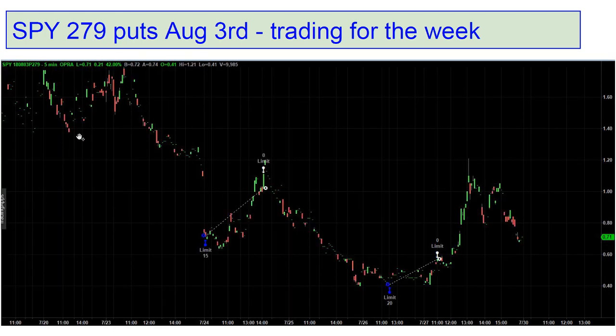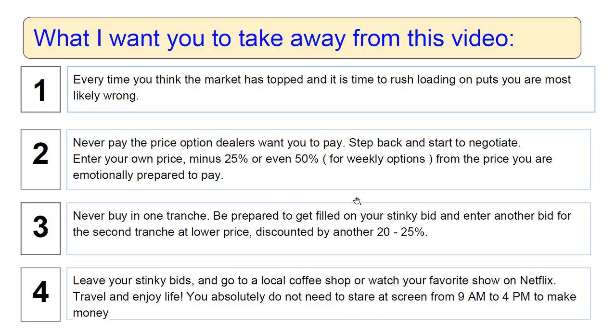I got another put, 279 puts, August 3rd. And again, I picked up some gain here, very little here. Yes, but the same problem. I just didn't want to trade on Friday.